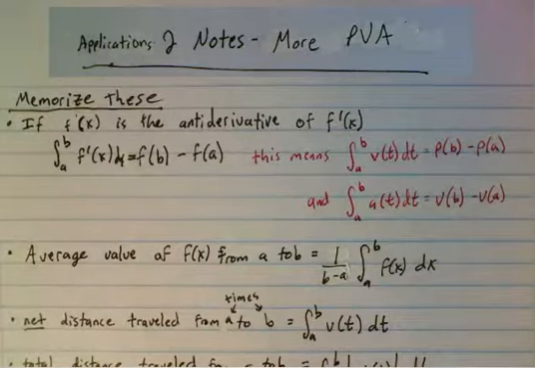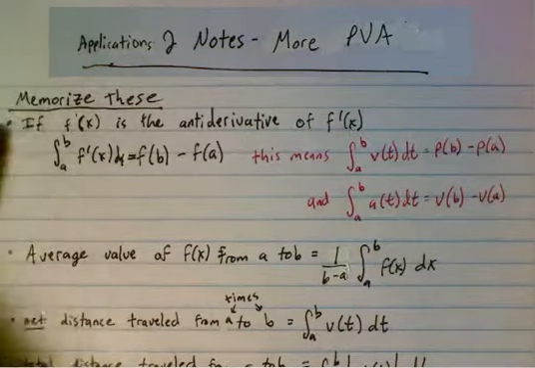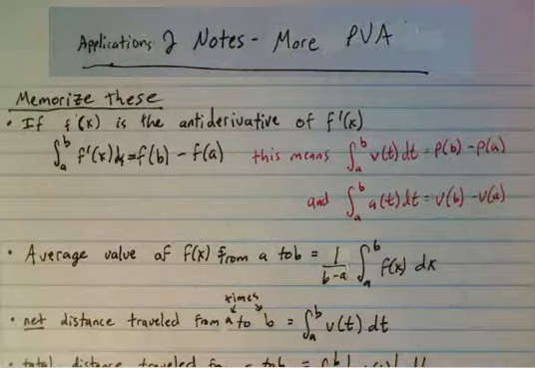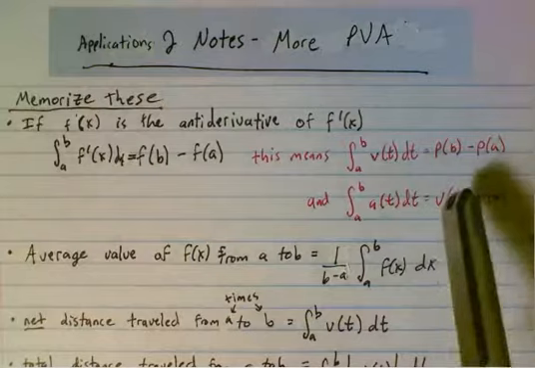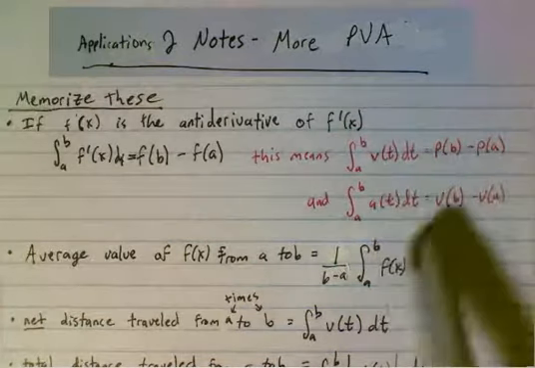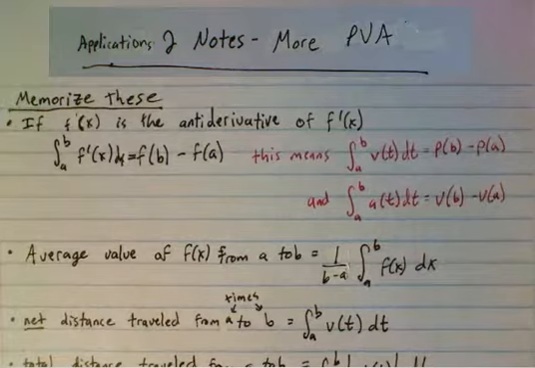If f of x is the antiderivative of f prime of x, then that means that if we take the integral from a to b of f prime of x, then we're going to get f of b minus f of a. What's really key about that is it means that if we take the integral of velocity, we're going to get change in position. If we take the integral of acceleration, we're going to get change in velocity. Those are really key.